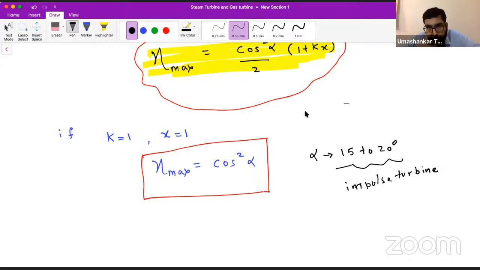So today's lecture is very much important, as this is a common part in gas turbine also. When we deal with the gas turbine, we are not going to deal with the velocity triangle part, because gas turbines are also axial flow turbines, right? So this is all I wanted to teach you in this session.